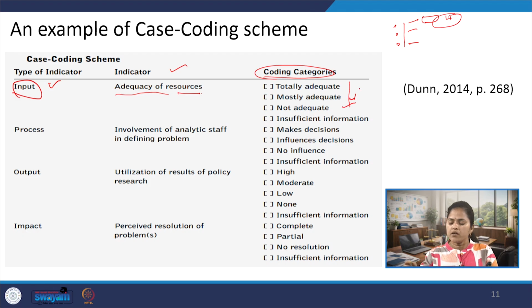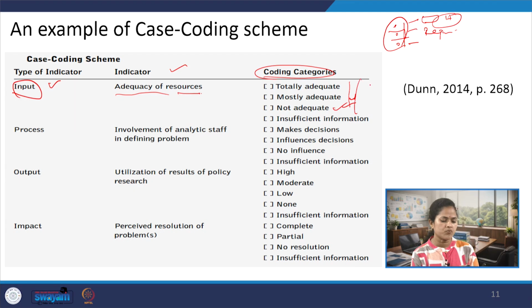Then we go to the other case studies that are already available. Let's say it is Rajasthan. Again, we are trying to find from this case what the adequacy level of this groundwater is, and we find that it is not at all adequate. Accordingly, we are coding these case studies through different categories. So this is for the input.